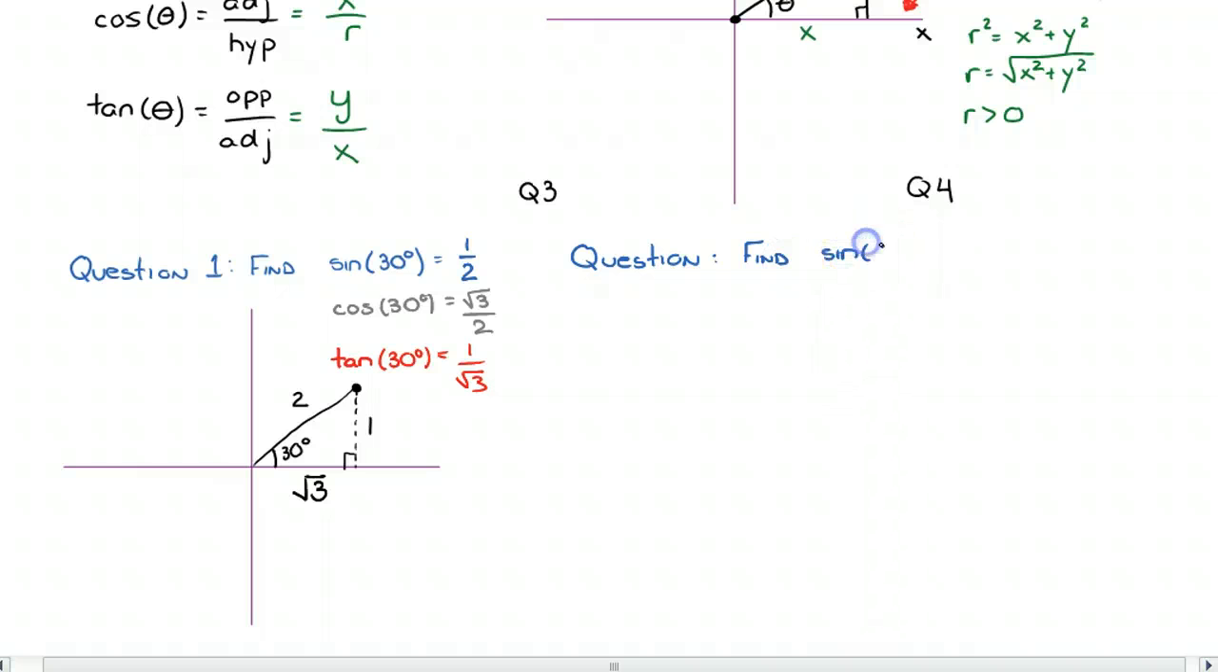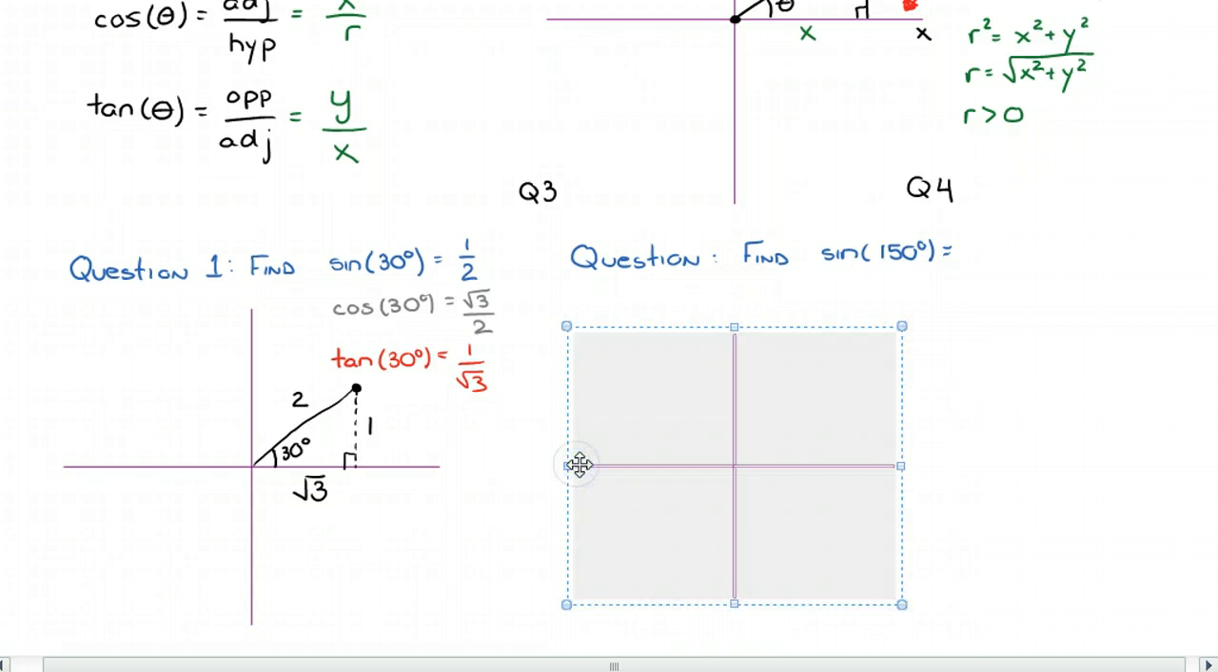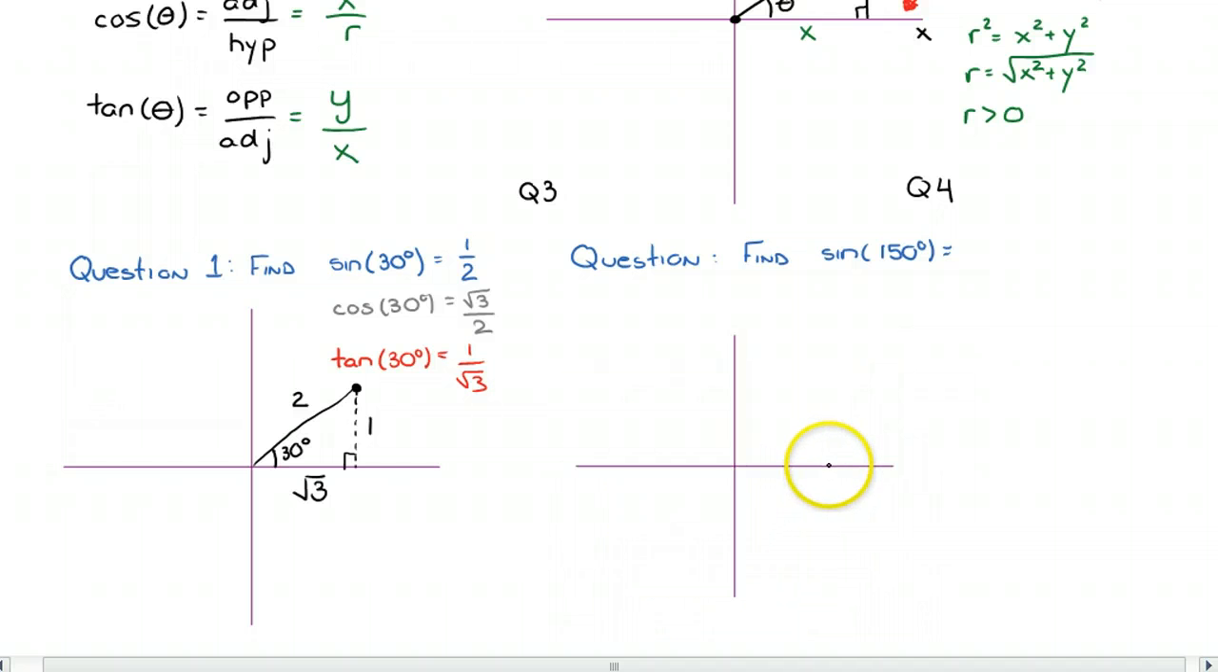Find sine of 150 degrees. Now, of course, I could plug this in my calculator as well, but what we want to do is we want to come up with a picture and then rationalize what the answer is. So again, what I'm going to do is I'm going to draw 150 degrees on this Cartesian plane. So imagine starting here at the initial arm and I rotate around 150 degrees.